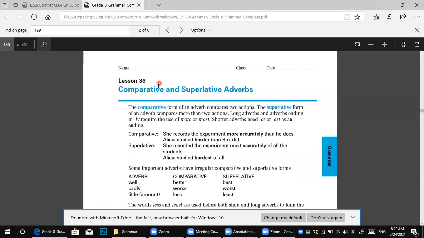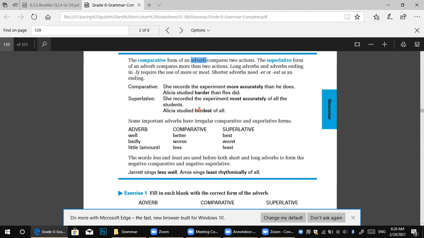In lesson 36, comparative and superlative adverbs. As we said before with adjectives, superlative and comparative: when we say easy, easier, the easiest, for example. Here we have the same case, but in adverbs. To try to be more clear for you.